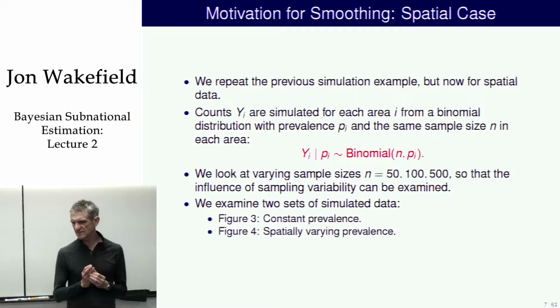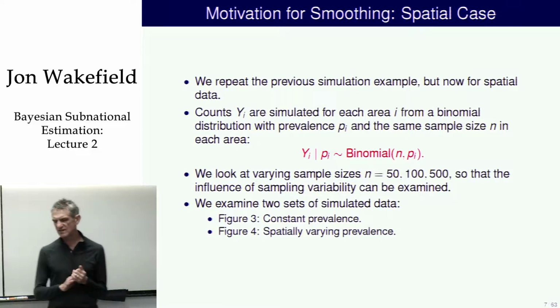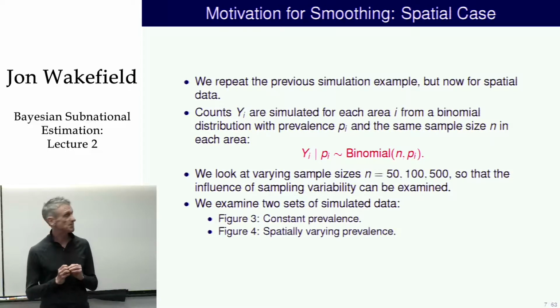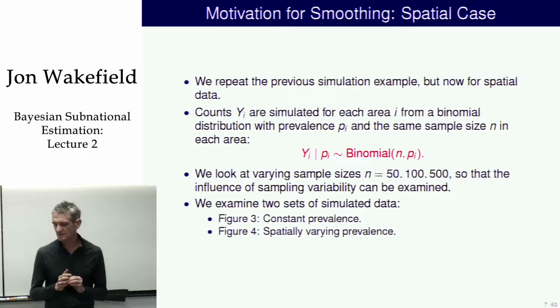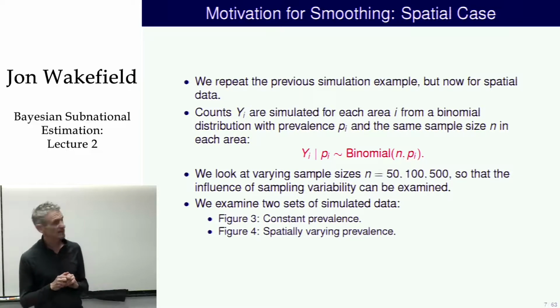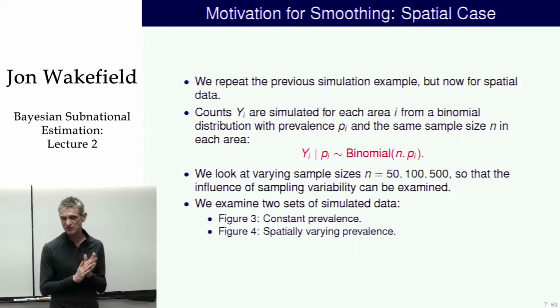In the second set of examples, I want to think about the spatial case. So again, we have a binomial experiment. Now we're sampling within areas, so we have areas indexed by i. The counts y_i here are the counts of some disease, for example, or some condition in area i. We're going to do some binomial sampling where there's an underlying true prevalence of pi, and then we're going to collect different sample sizes. The denominator of that binomial is denoted n. And so we're going to look at 50, 100, and 500 samples in each area.